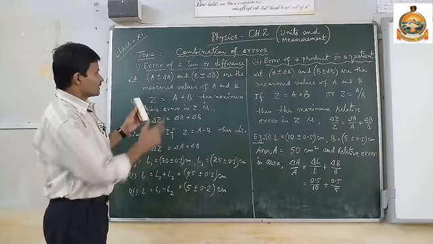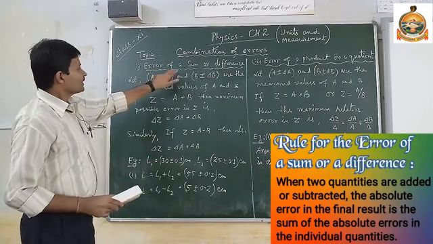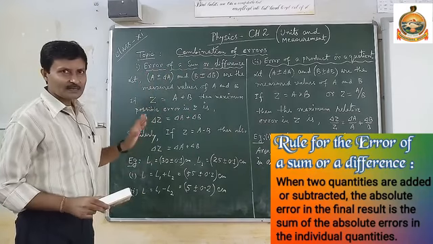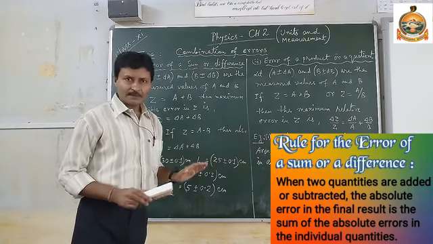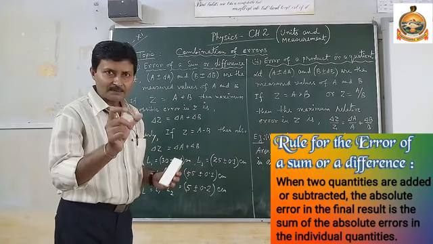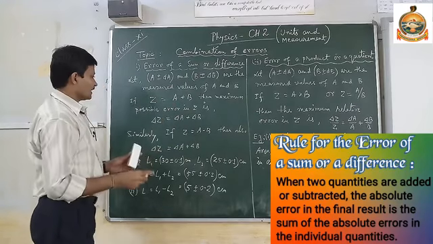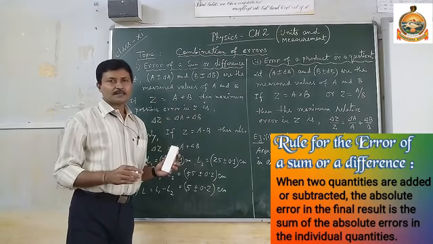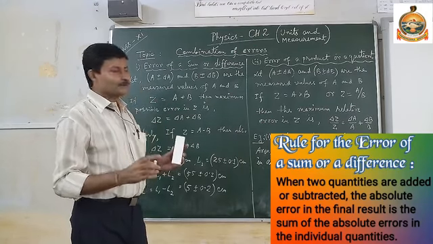Now, there are two different rules. First rule, for the error of a sum or difference: when we get the final result by adding or subtracting individual measured quantities, then what is the error? The error in the final result is the absolute error.